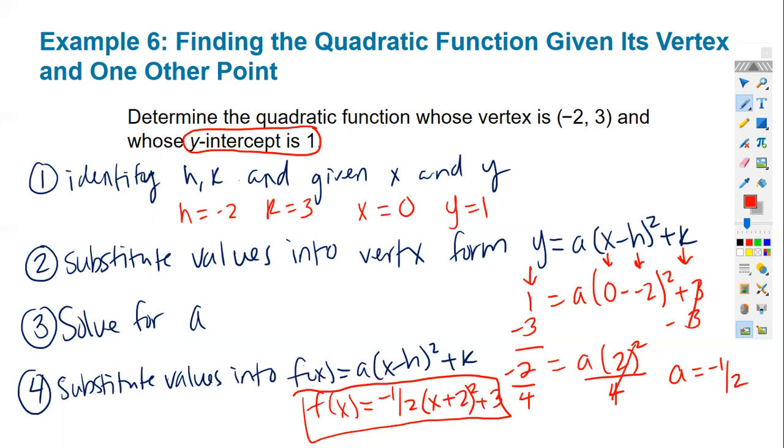All right, so looking at this, if I wanted to go from vertex to standard, what would I do? If it asks for not in vertex form, but in standard form, what would I need to do? It's in vertex. How would I take that to standard?